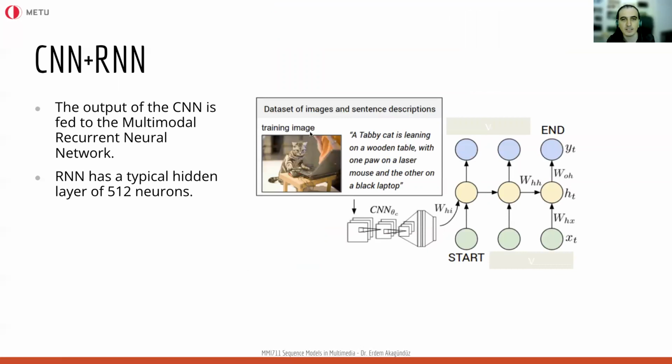So the data set is like you have a training image, and the input signal is: a tabby cat is leaning on a wooden table, with one paw on a laser mouse and the other on a black laptop. It's a very strange image and it's difficult to learn. So they fed the image to this VGG. Then during training, they fed the words one by one. They wanted the RNN to output the next word of the sentence, and the loss is constructed accordingly. Nothing else. So it's a very simple idea.